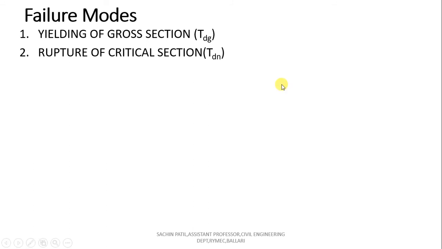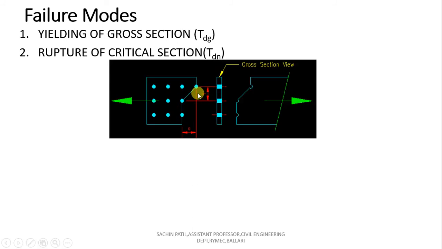to transfer the load. What happens in rupture is, at the particular line, at the failure line, the plate or any given section gets separated. You can see the example over here. This is a connection made, and totally 10 bolts are being used here. Along this failure line, the plate has been ruptured.